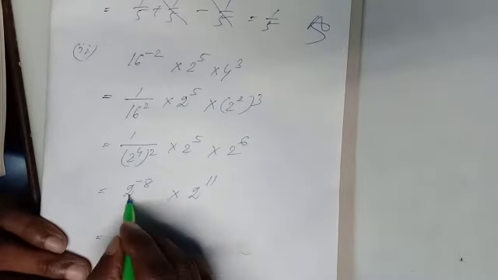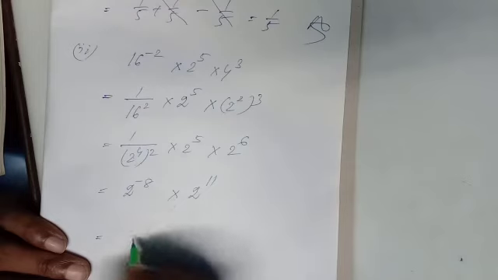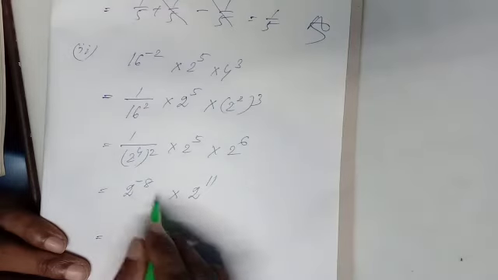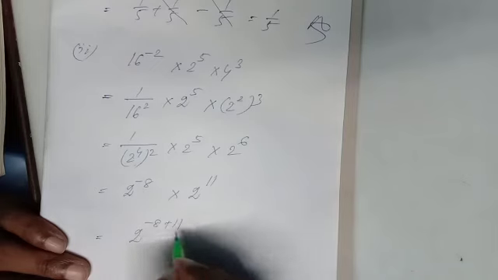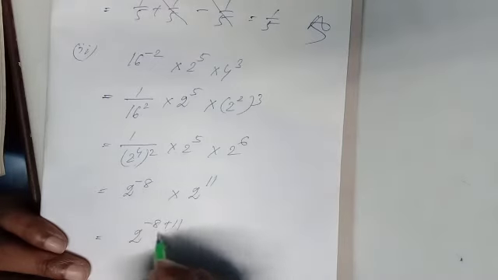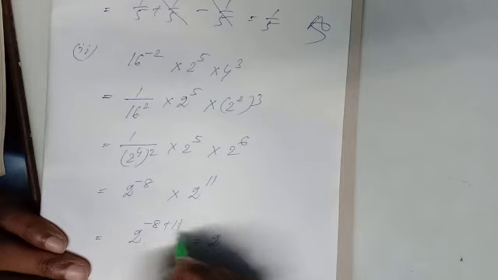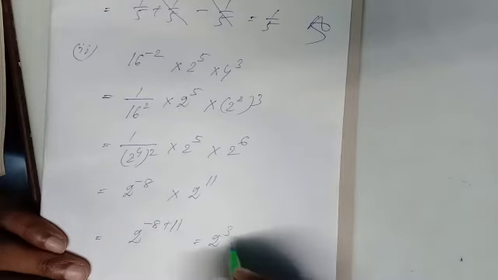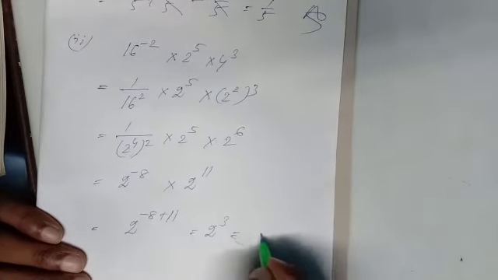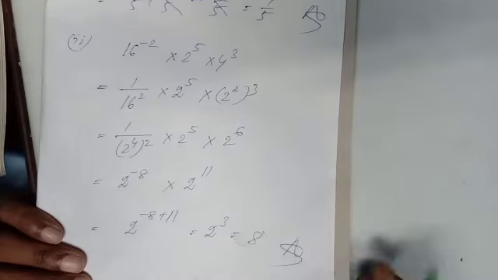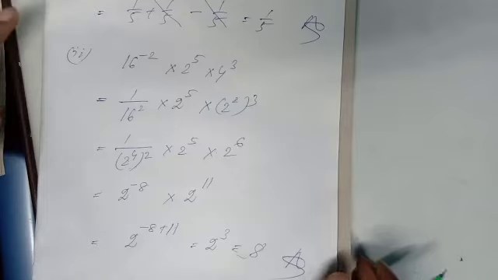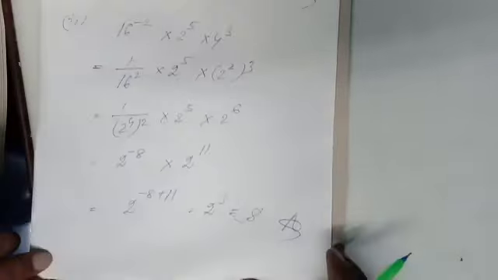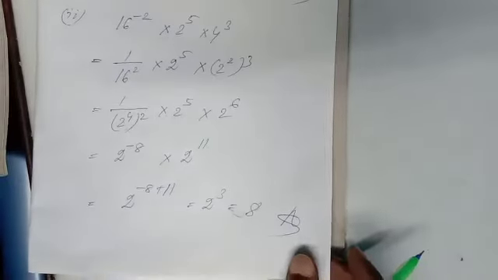Now 2 to the power minus 8 into 2 to the power 11. The answer will be minus 8 plus 11. Power is added when the base is same. That is 2 to the power 11 minus 8, how much is it? 3. And 2 cube is nothing but 8. Okay. Today I have given so many laws of exponent, and number 1 first part and second part I have completed. Okay. Let us take the next.